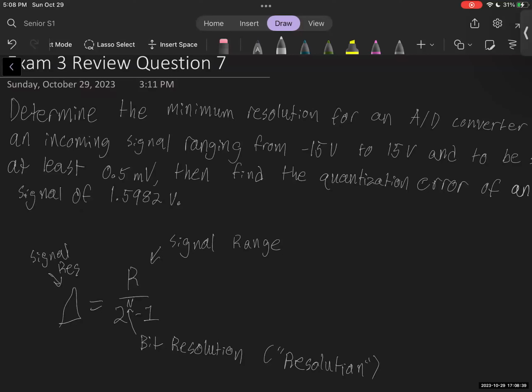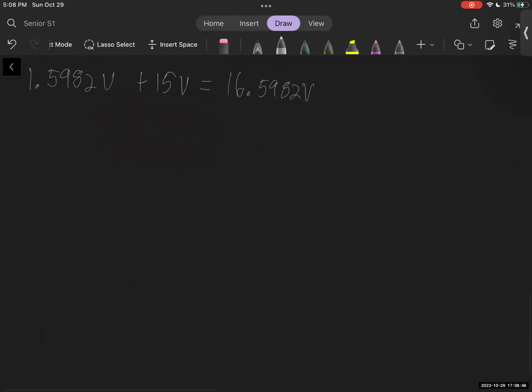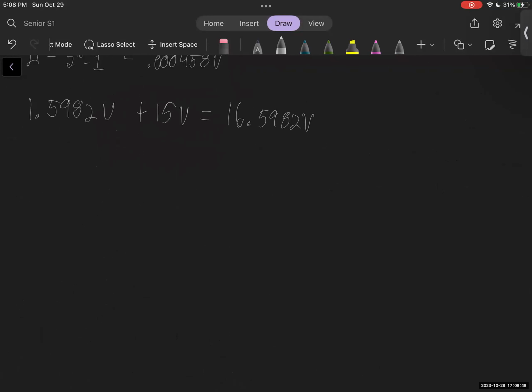So maybe you can draw kind of a diagram. Yeah, like -15 at the bottom, +15 at the top, and then 1.6, 1 point whatever, is somewhere in the middle.